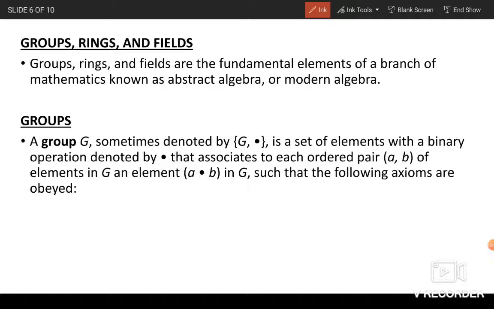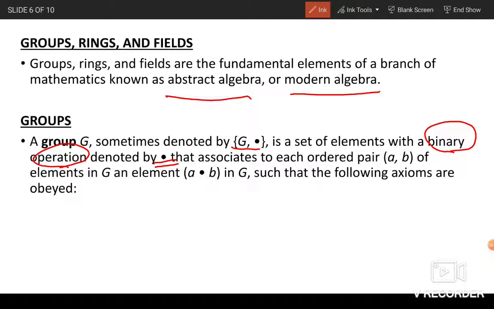Groups, rings and fields are the fundamental elements of a branch of mathematics called abstract algebra, that is modern algebra. They are the main three components in modern algebra. So what is a group? A group is denoted as G, dot. It consists of a set of elements with one binary operation. That binary operation is denoted as dot.